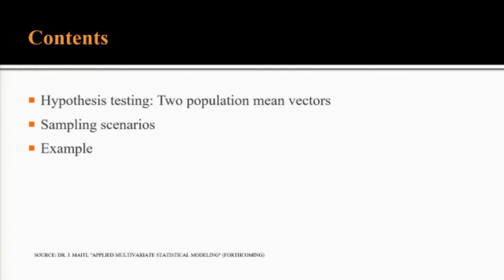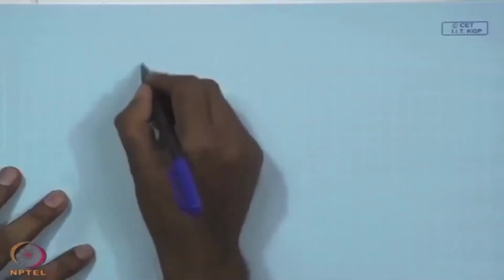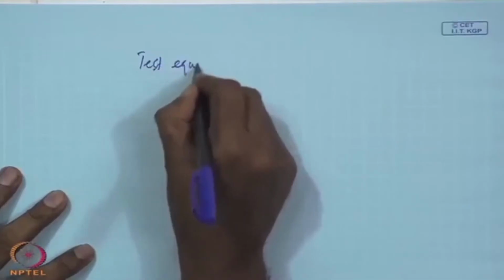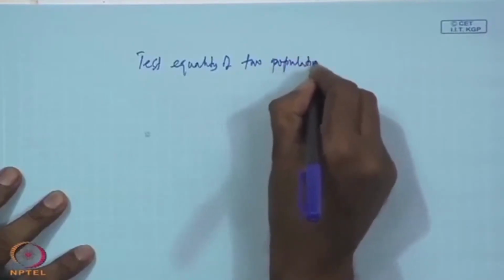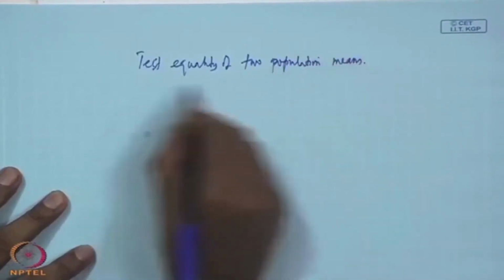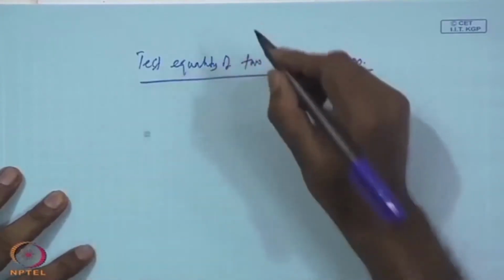Now, what will happen if you go for difference in two population means? How do you proceed? You have done in univariate case, yes or no? We say that we want to test the equality of two population means. Please remember your univariate case.